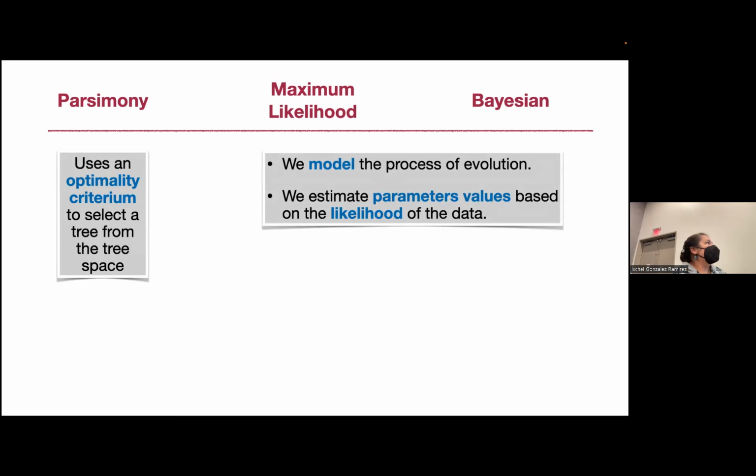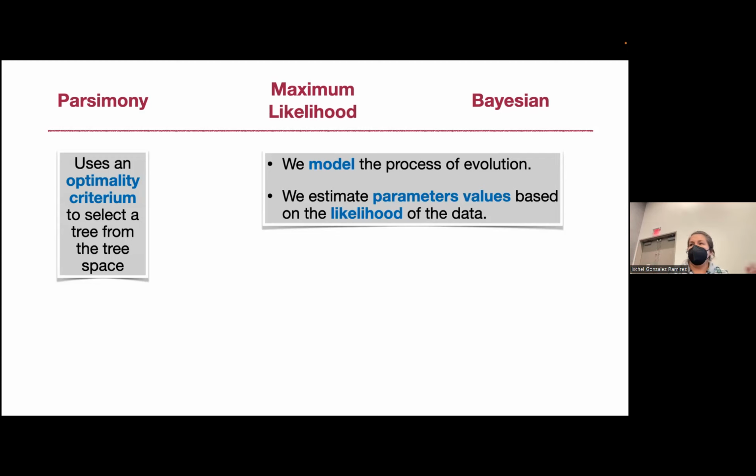But that's as far as I'm going to go on parsimony, because we're going to use a different approach, which is shared by maximum likelihood and Bayesian. These two methods take a model approach. So the first assumption we're making when we do this type of model-based inference is that we believe that we can model the process of evolution, right? Which some people may disagree with. But let's assume that we think we can model the process of evolution. The way we're going to do this is we're going to estimate parameter values related to our evolution model based on the likelihood of the data.